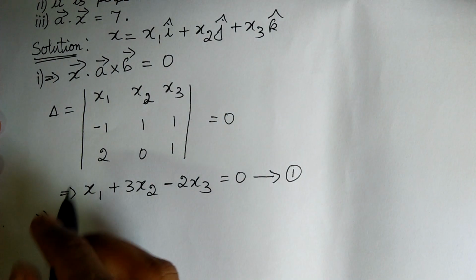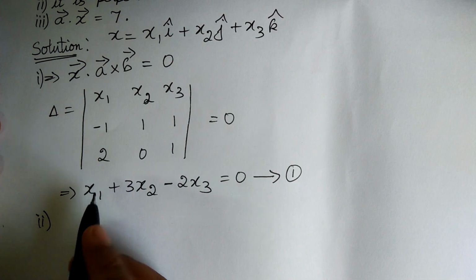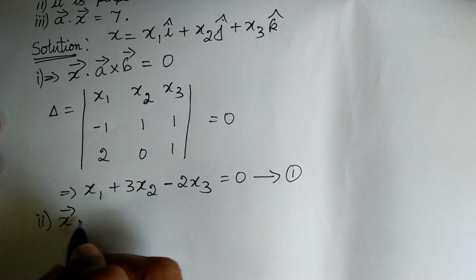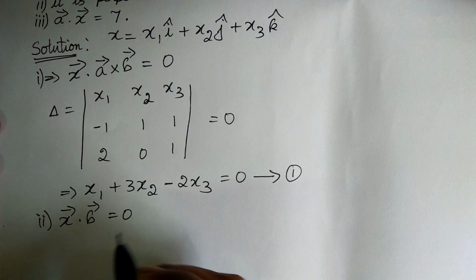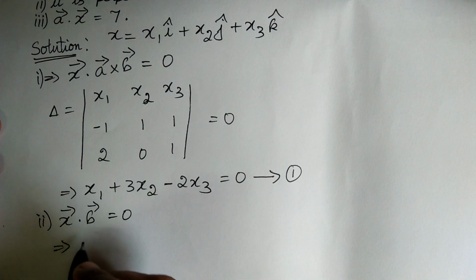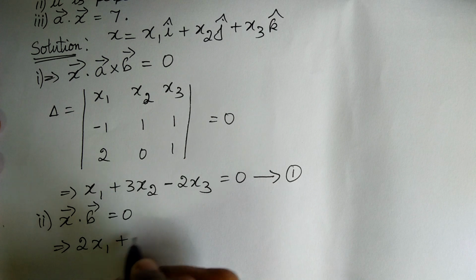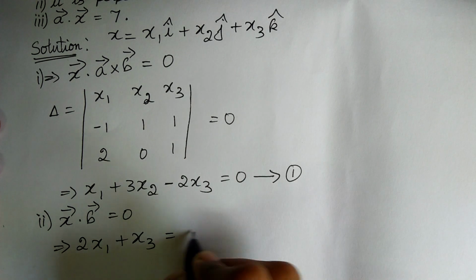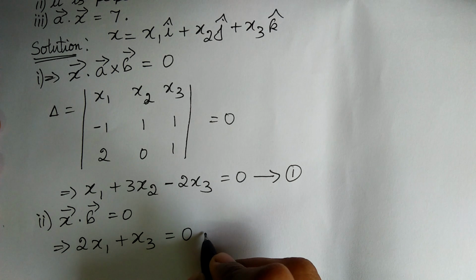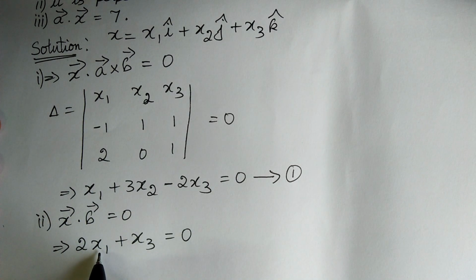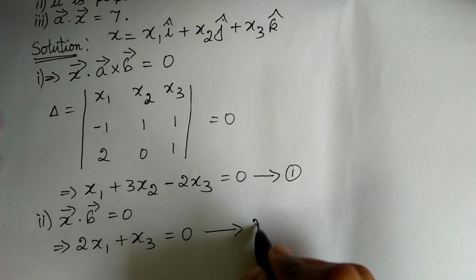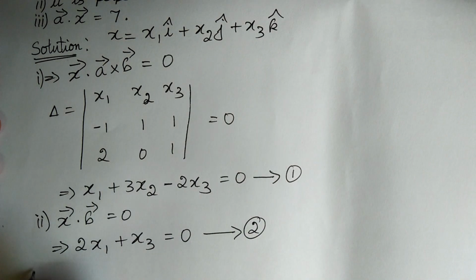And the second condition is that vector x is perpendicular to vector B. That is, x dot B is equal to 0. With the help of this, we can derive the second equation as 2x1 plus x3 is equal to 0. That is, 2 into x1 plus 0 into x2 plus 1 into x3. We get 2x1 plus x3 equal to 0. Let us consider this as equation number 2.